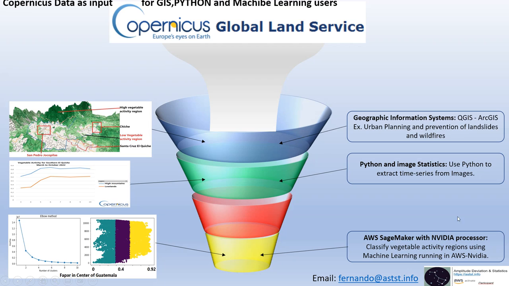These are the applications where we can use all the data from Copernicus. The data coming from Copernicus can be used as an input for this example of applications. The first, it could be used for geographic information systems like QGIS and ArcGIS, for example, for urban planning and prevention of landslides and wildfires.